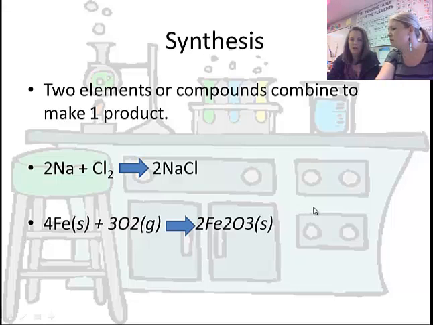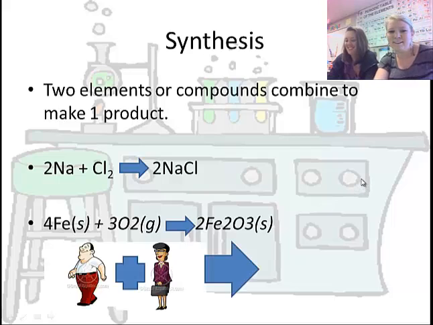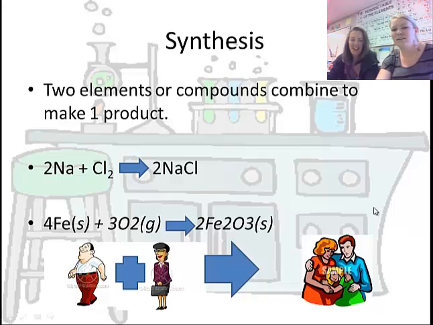So, synthesis. Synth, this part right here, in your FAS class, you learned that it means together. So we come together. I have a man plus a woman come together and make a family. Except they're not the same people. Oh, well. I did what I could, okay? We get it. Makes sense.